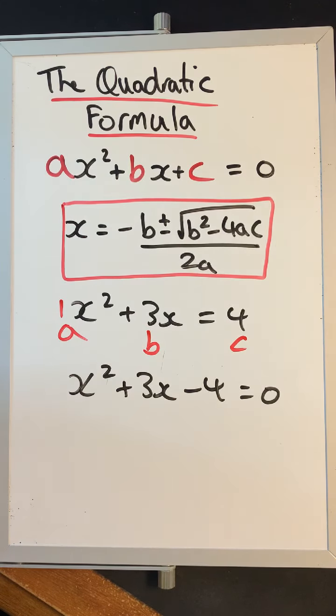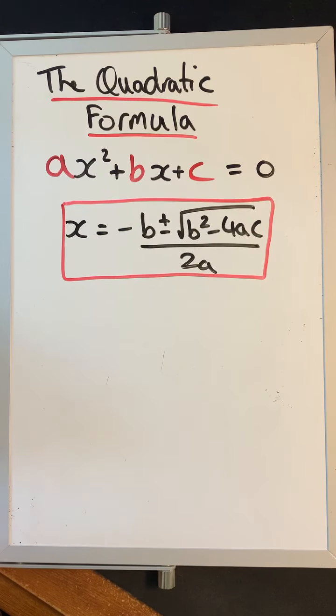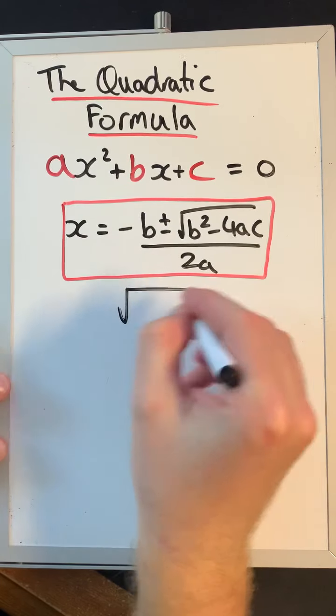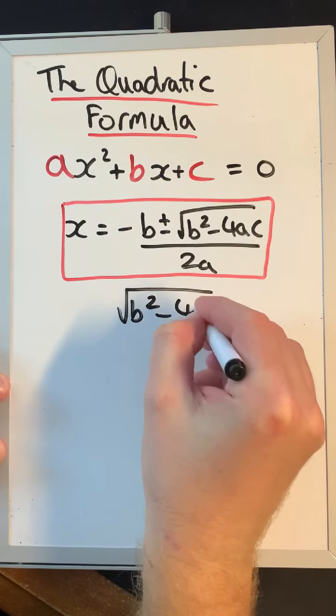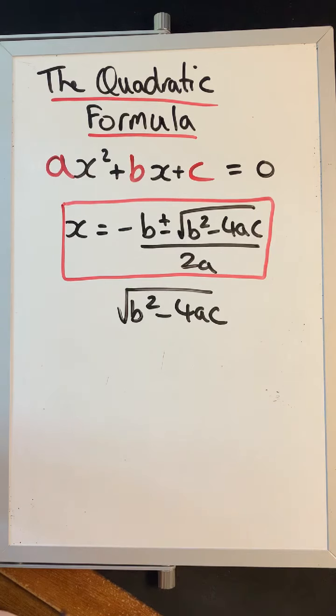Now this part inside the quadratic formula here is what we call the discriminant. So the square root of b squared minus 4ac, this is what we call the discriminant. What this does is it tells us the nature of the roots to the equation. So what I mean by the nature of the roots is, are they repeated roots? Is there just one solution? Or are there no real roots?